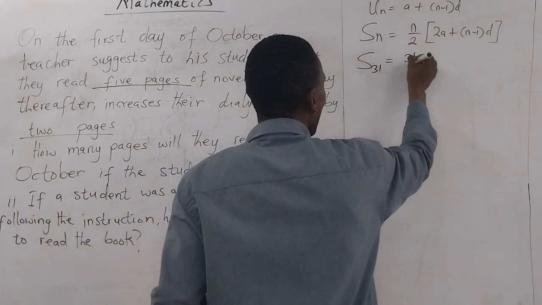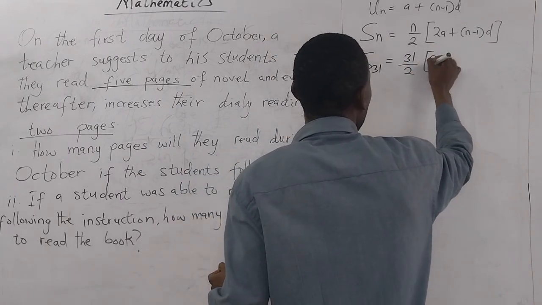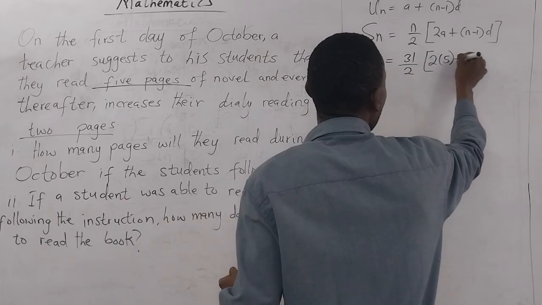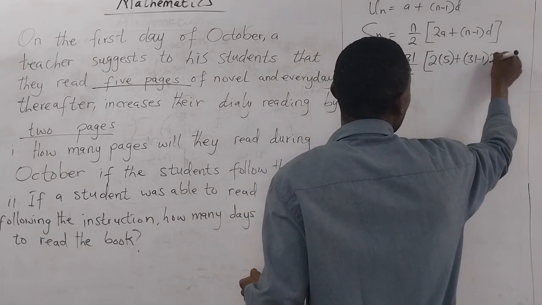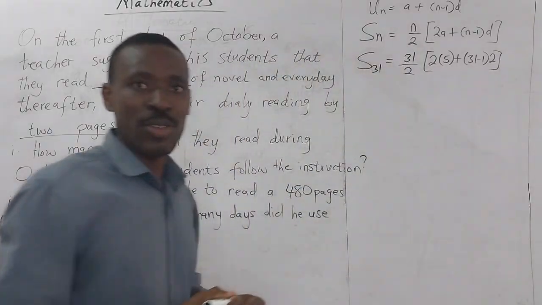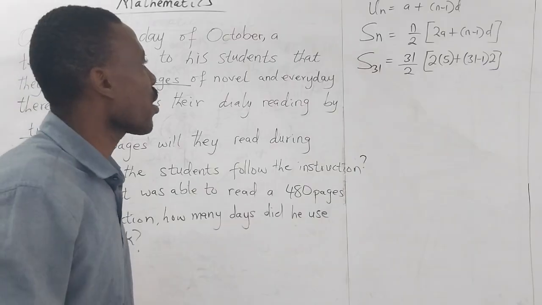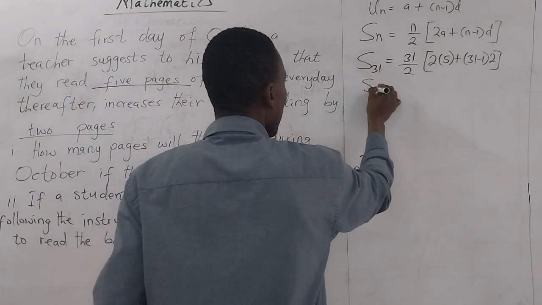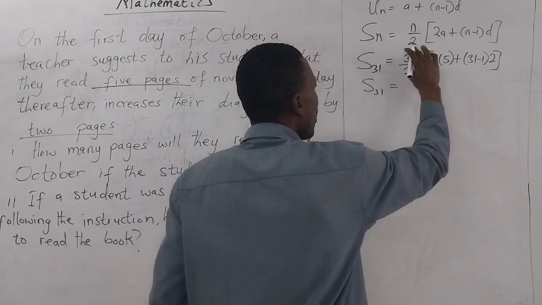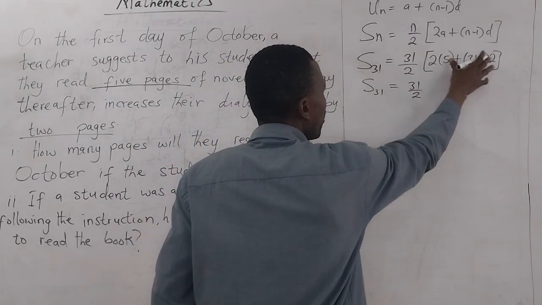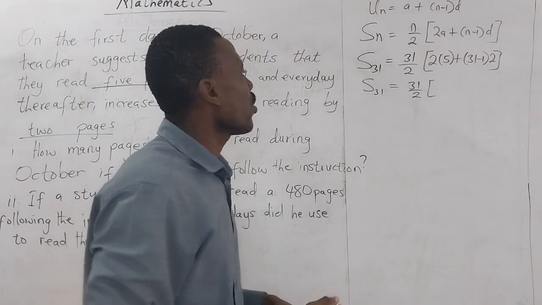Then n is 31, so 31 over 2, times bracket 2 times a, which is 5, plus n minus 1, that is 31 minus 1, times the common difference, which is 2. Alright, I hope you are following. Great. So let's do some simplification over there. This one will end up getting an odd number, so let's hold on with the 31 over 2 and simplify the one in bracket. I hope that's what you are supposed to do with board maths.